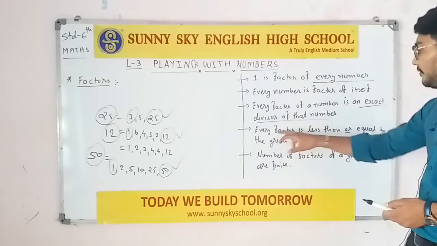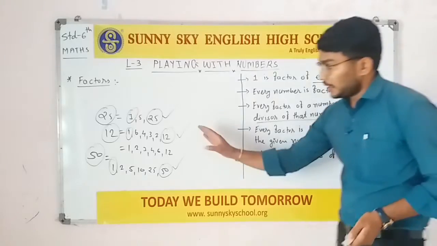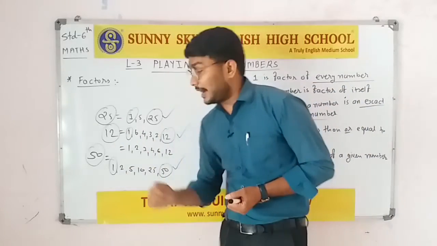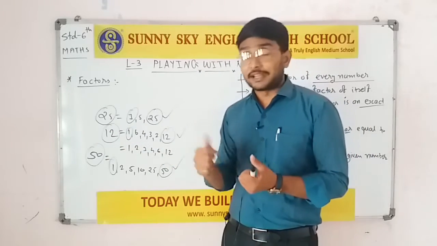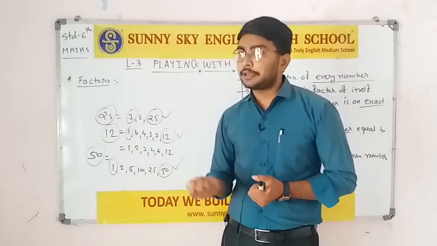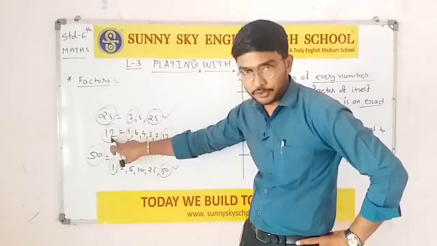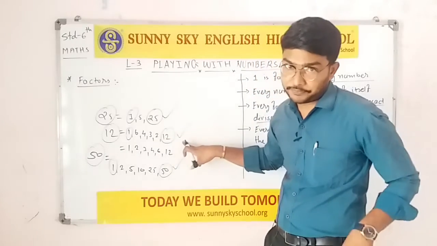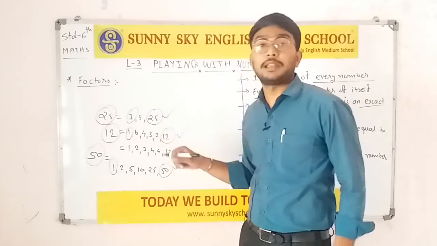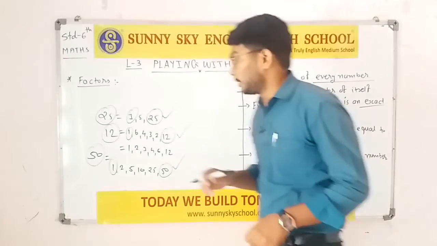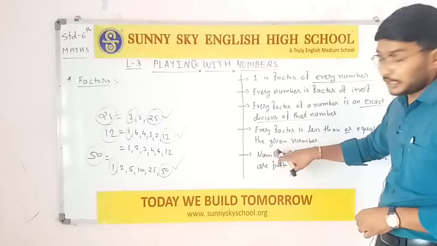Then every factor is less than or equal to the given number. See, here every factor is less than or equal to our number. It means a factor is not more than the given number. See, if you find the factors of 12, then what do you get? Maximum 12, and the other factors are less than 12. More than 12, any number is not possible. Then every factor is less than or equal to the given number.